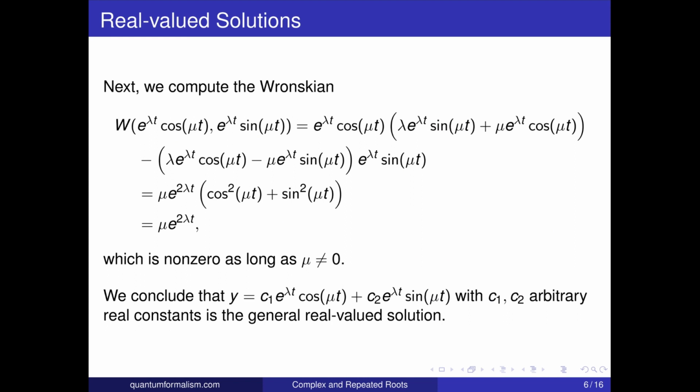Superposition principle and all that Wronskian stuff we talked about in the previous lecture tells us that we have found the general solution. This is the real valued general solution, so we want C1 and C2 to be arbitrary real constants, and these other functions, e to the lambda t, cosine of mu t, and such, those will be real valued functions. All right.